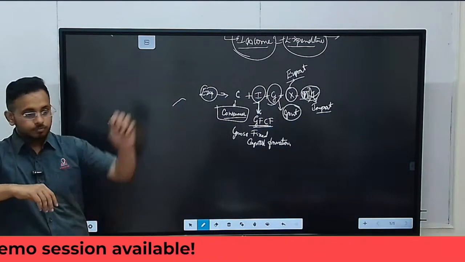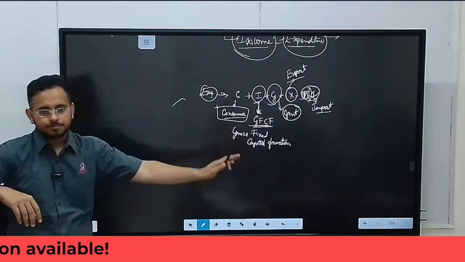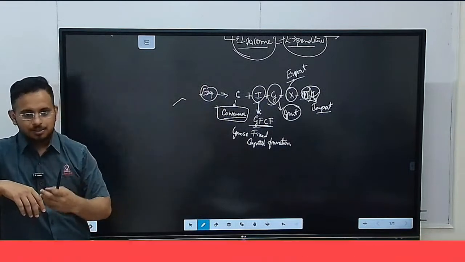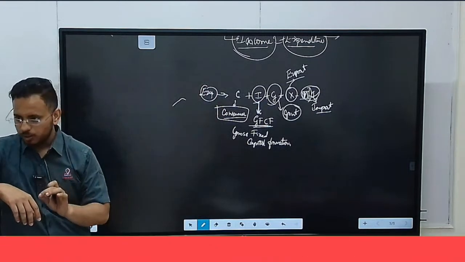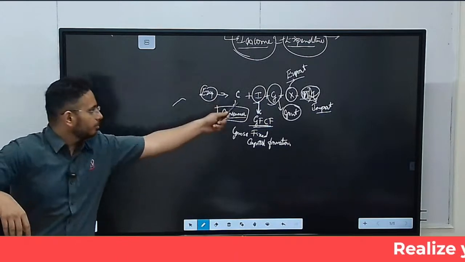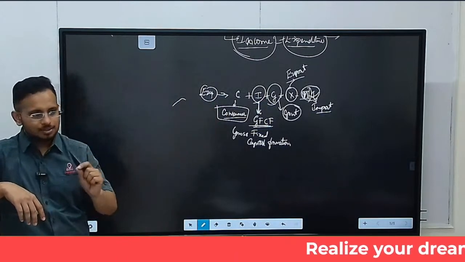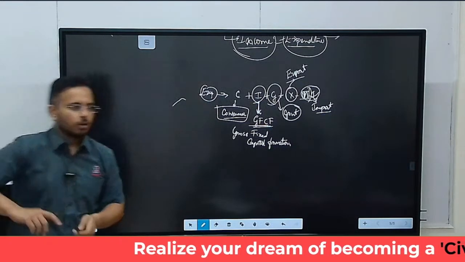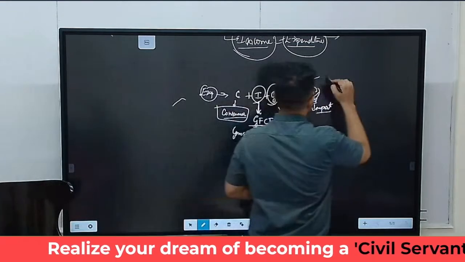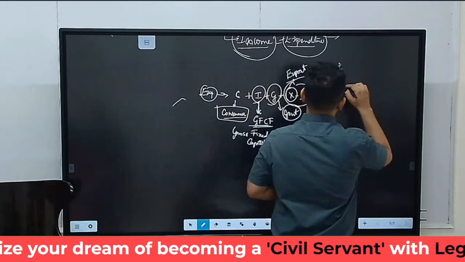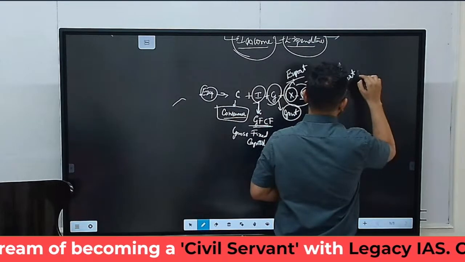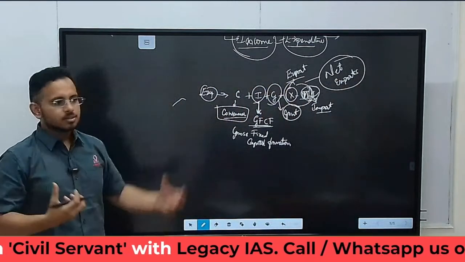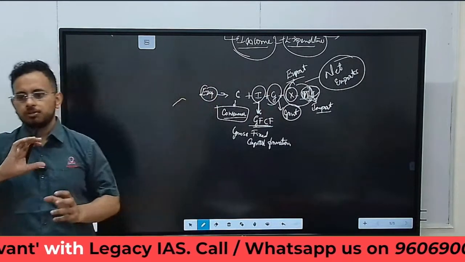So when you add all these: C, the consumer expenditure, plus I, the investment, plus G, the government expenditure, plus X minus M, export minus import, which can collectively be called net exports, you get a value, and this is the value that you get in the expenditure method.